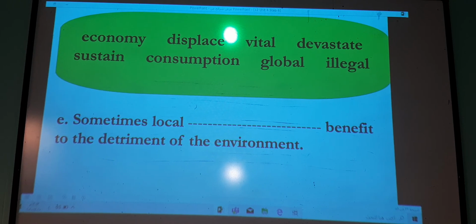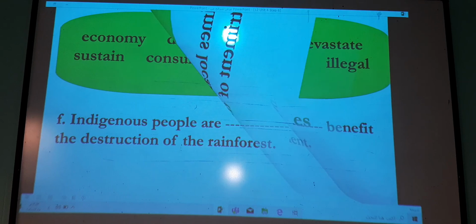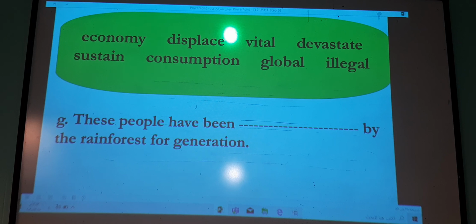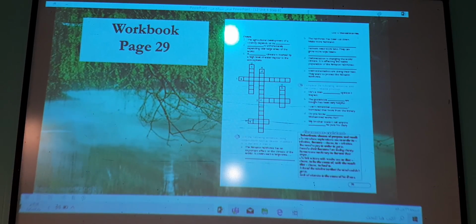Sometimes local economies benefit to the detriment of the environment. Indigenous people are displaced by the destruction of the rainforest. They are displaced. They move from their places to other places to live there. These people have been sustained by the rainforest for generations. These people have been what? Sustained by the rainforest. Have been sustained. See you soon and goodbye.